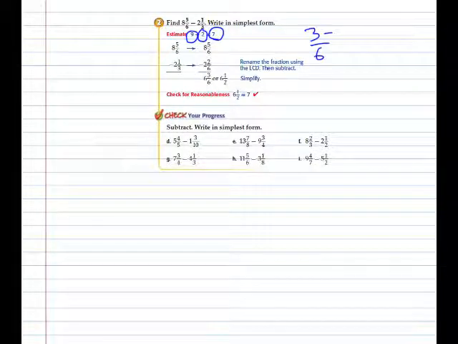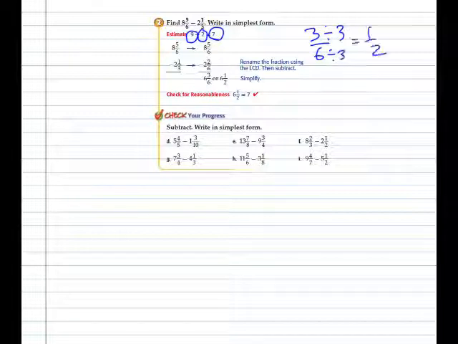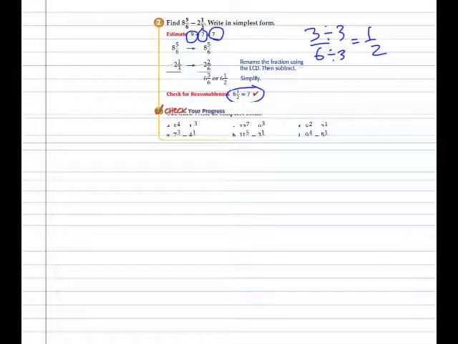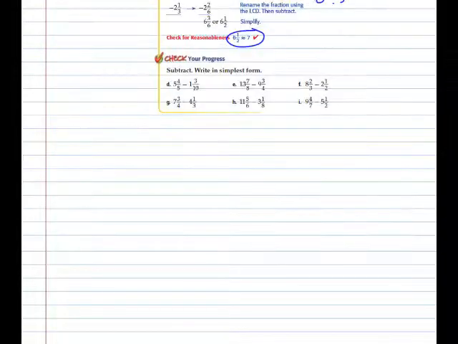3/6. Both numerator and denominator have 3 as a factor. So 3/6 simplifies to 1/2. Our estimate of 7 is in agreement with our actual answer of 6 1/2.